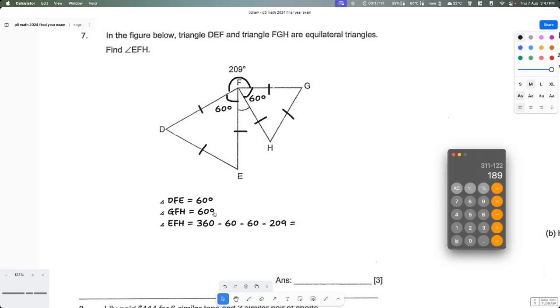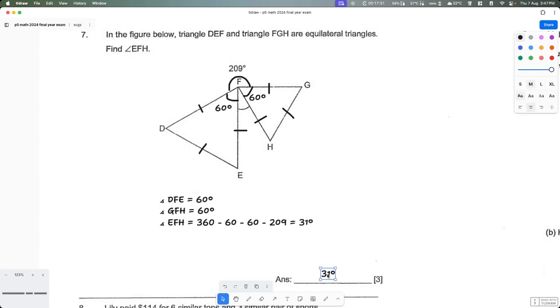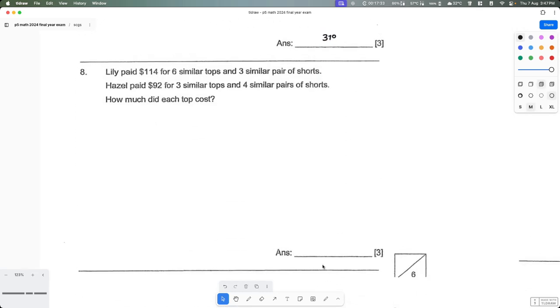So let's use the calculator. 360 minus 60 minus 60 minus 209. This will give us 31 degrees, right? Easy, easy, easy. Okay, let's move on to question number 8.